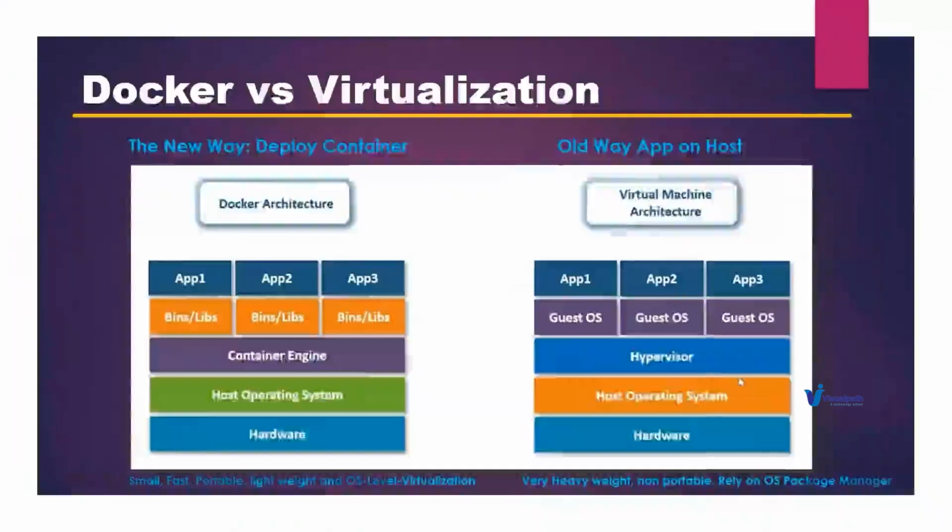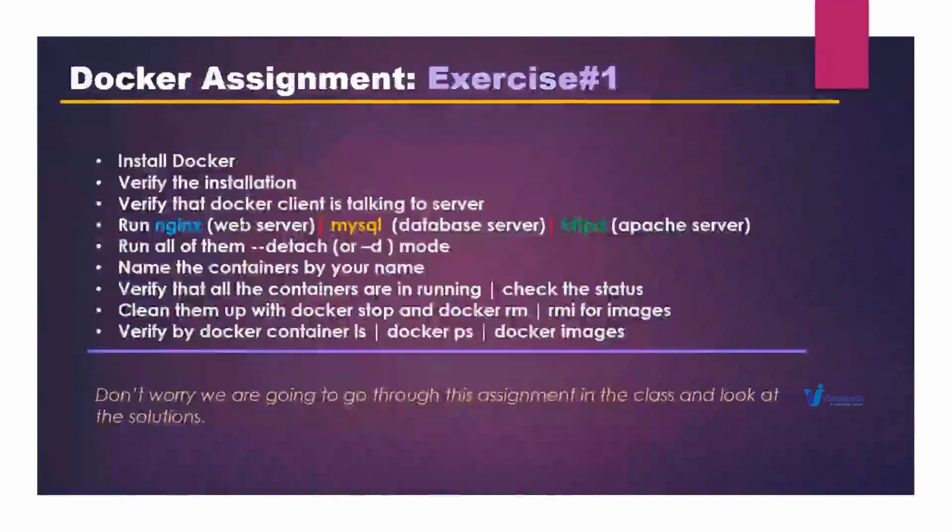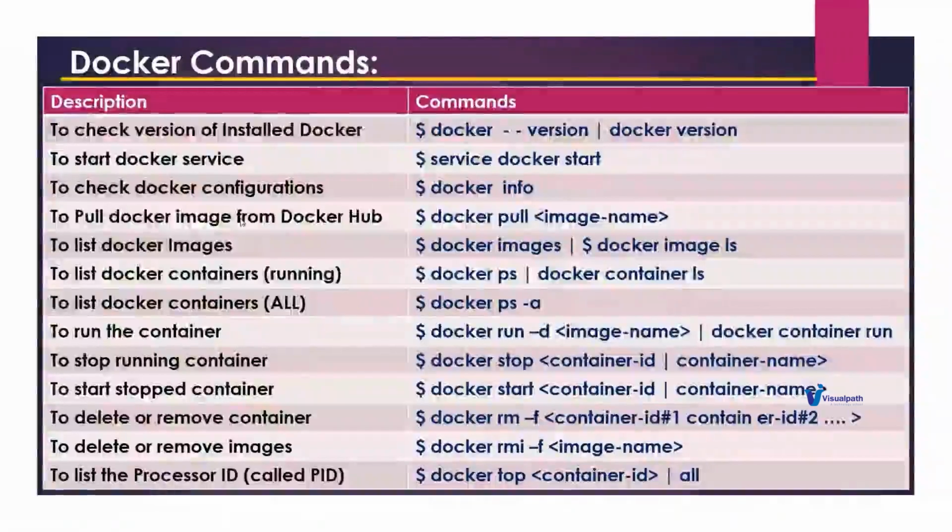So let me go back to these commands: Docker info, Docker pull, Docker images or Docker image ls. Same way, Docker ps or Docker container ls, Docker ps hyphen a, Docker run. These are the commands, with hyphen d and the image name, or Docker container run. We use Docker run only. Last time I showed you Docker run hyphen help, and in that we also saw Docker container run or just Docker run. So either is fine.